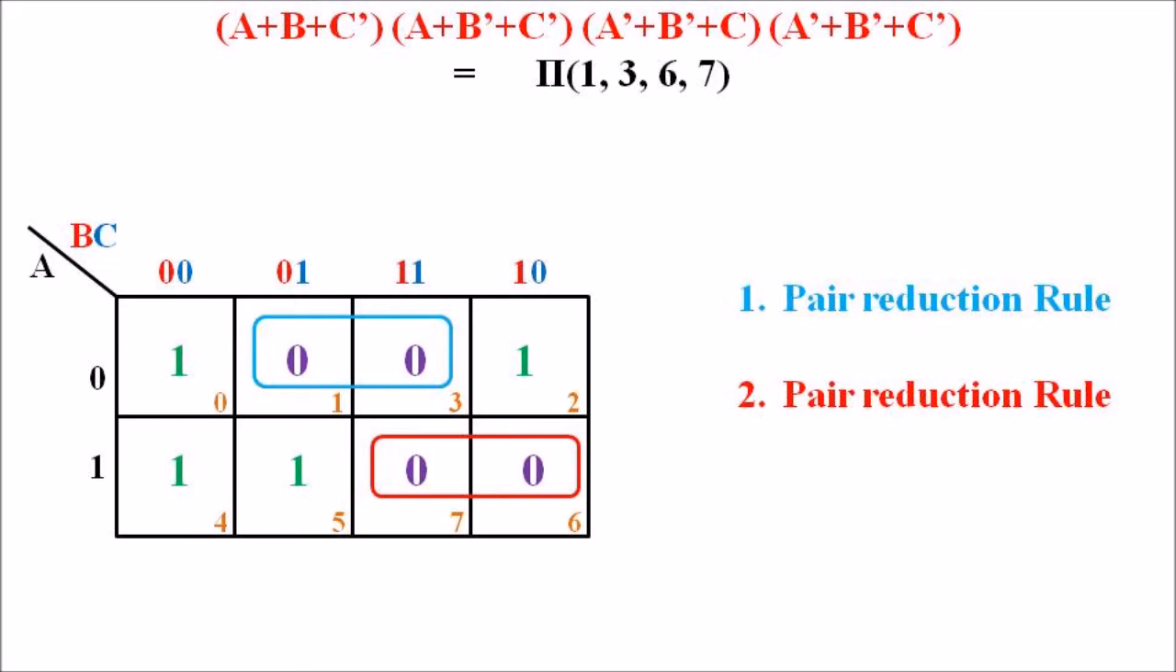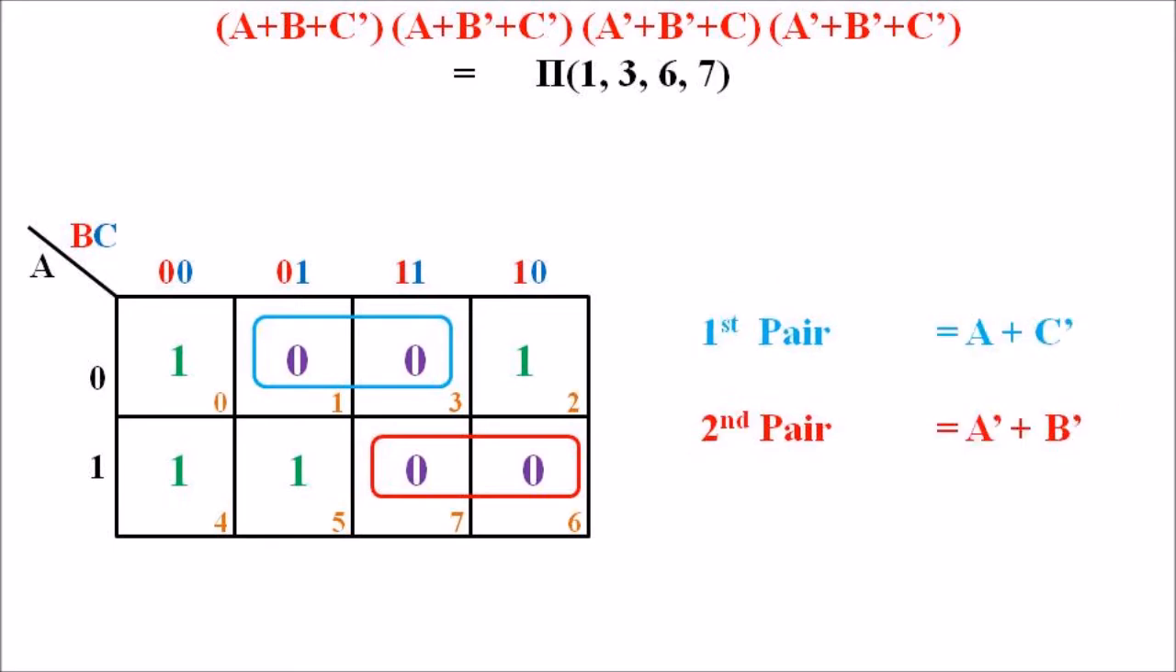The first pair, that is cell 1 and 3. The second pair, that is cell 6 and 7. So next what you have to do is reduce these pairs as per the different laws. If we are considering the first pair, that is pair number 1, which is represented in blue color, with the cells 1 and 3.